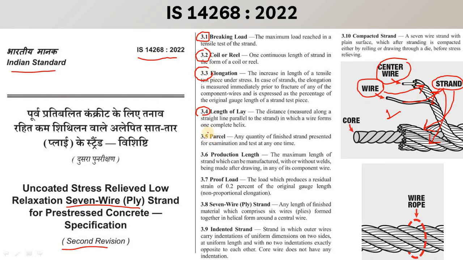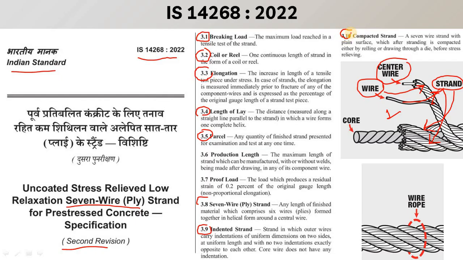Similarly, you can go through all these parameters as well. So we have production length, and proof load, that is 0.2% of the original gauge length. Then we have what is 7-ply strand. We have already discussed what is 7-ply strand, indented strand and compacted strand. So there are a total of two types of strand that we will discuss in this video. Here you can see indented strand and compacted strand.